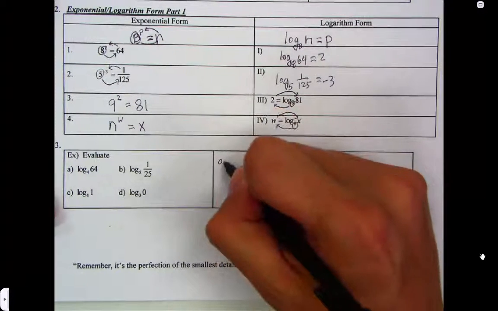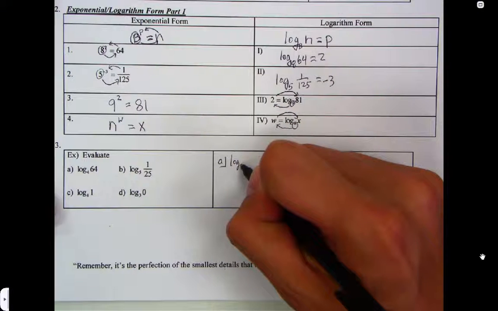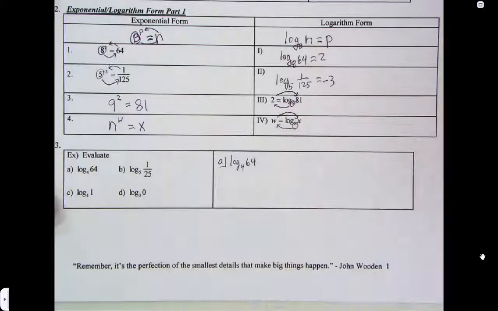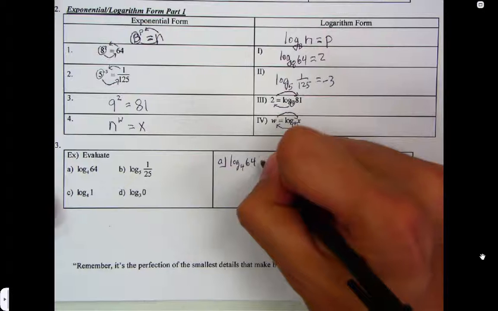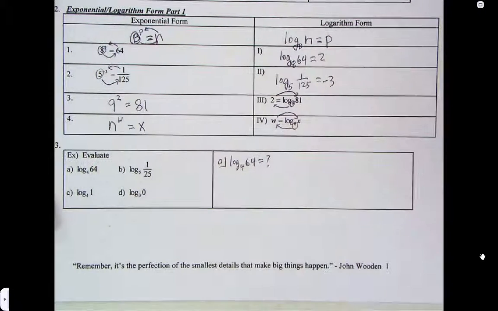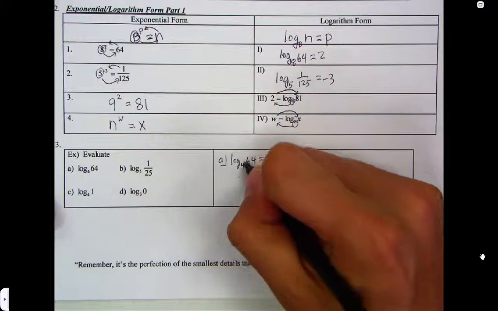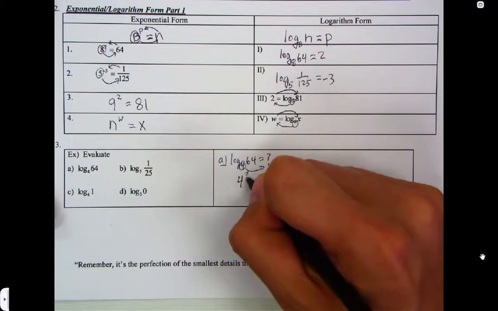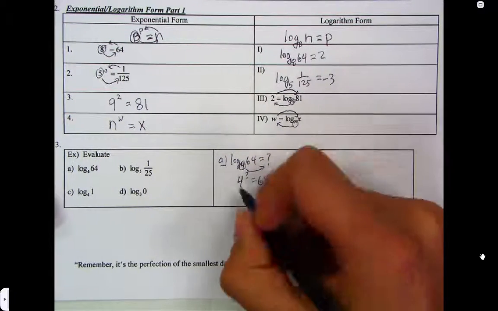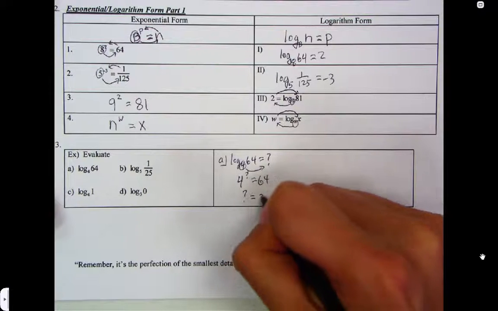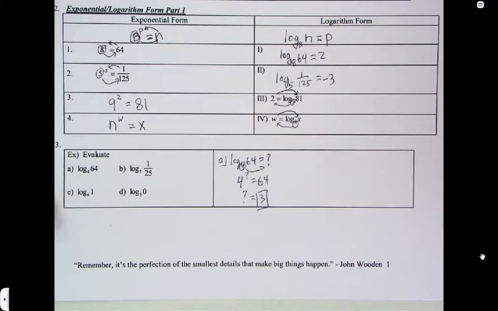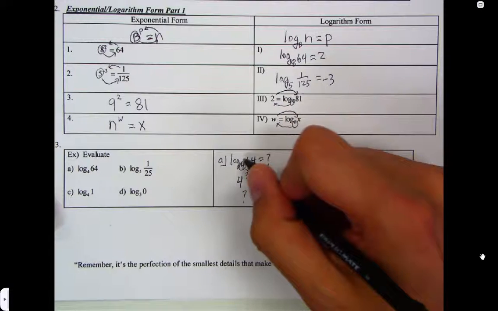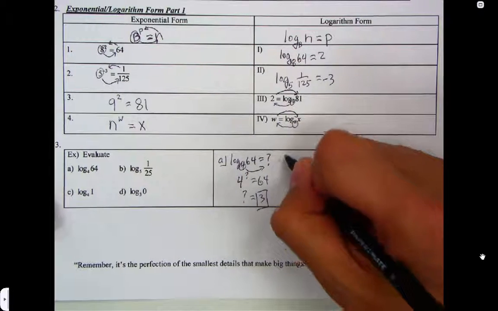Letter A, log base 4 of 64. We're going to figure out what this is. It's kind of hard to figure out if you don't put like equal a question mark. We're just going to rewrite this in exponential form. So here's the base 4. 4 to the what will give you 64. Question mark is equal to 3. So your answer is 3. So log base 4 of 64 is equal to 3.